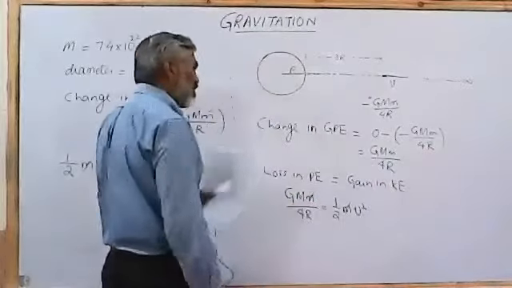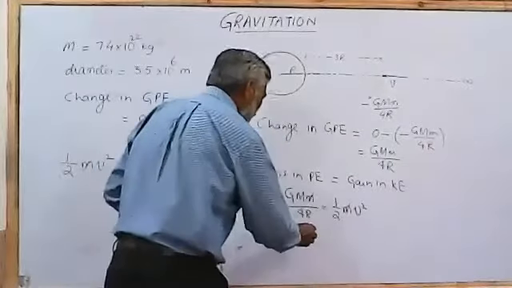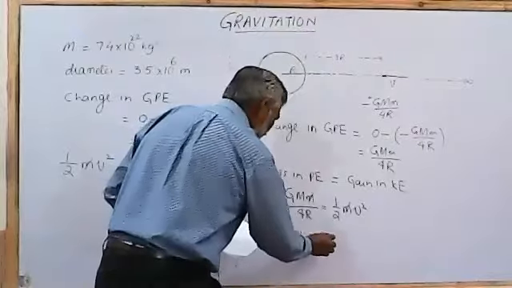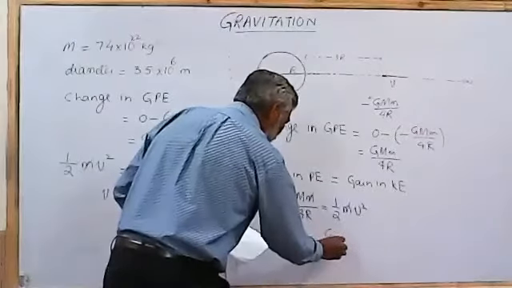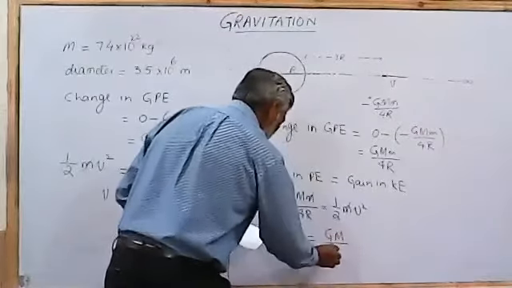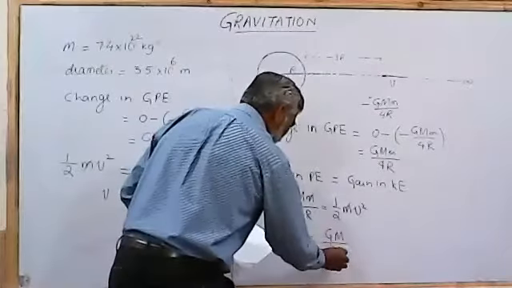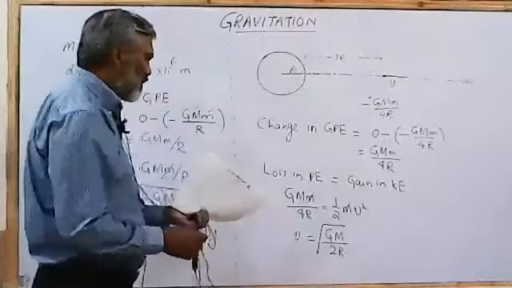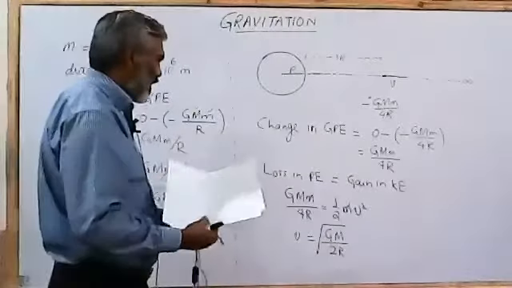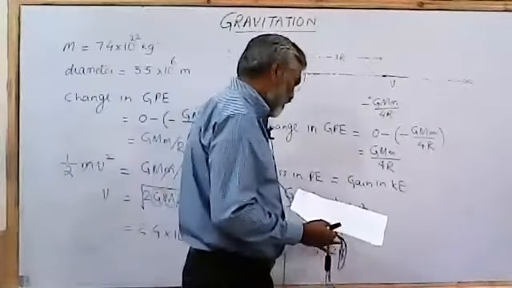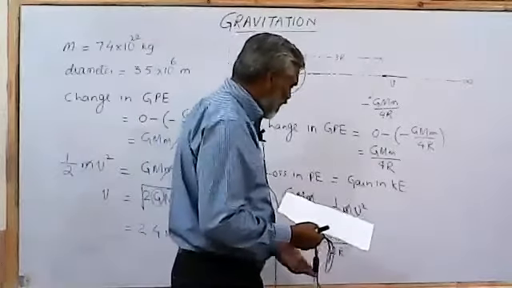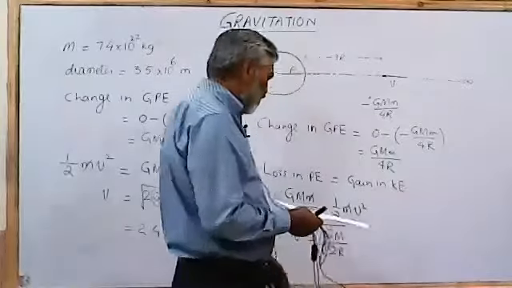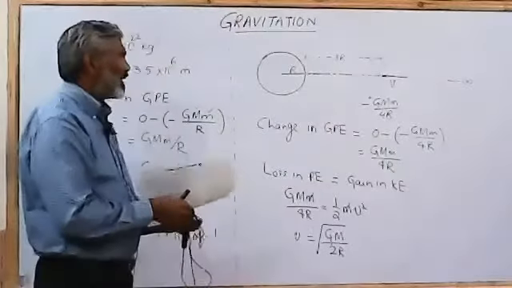m gets cancelled from the two sides again, and on simplifying it, it is easy to see that v is the square root of GM over 2 times the radius of the earth. So this is the speed that the object will acquire. If I know the mass of the earth, which is a commonly known number usually given in the statement of the question, and I know the radius of the earth, I use these values to calculate that speed.